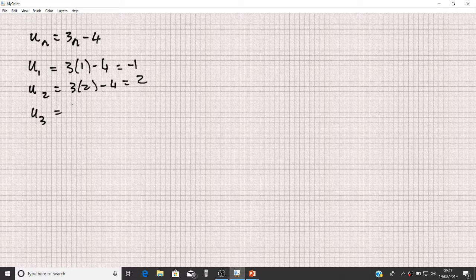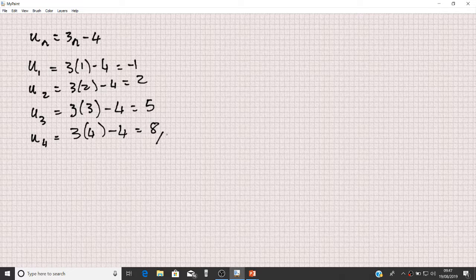so we simply substitute the numbers 1, 2, 3 and 4, and then we have written the first four terms. So here we've got 9 minus 4 is 5, and the fourth term, U4, equals 12 minus 4, which is equal to 8. So that's what we required, the first four terms, and it's quite a simple example of using a general formula.